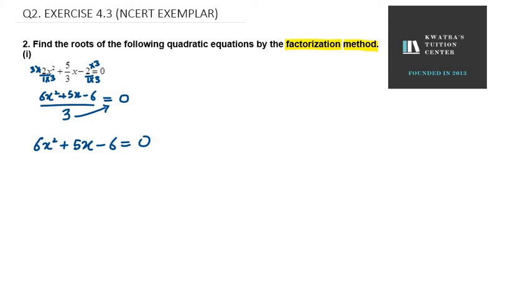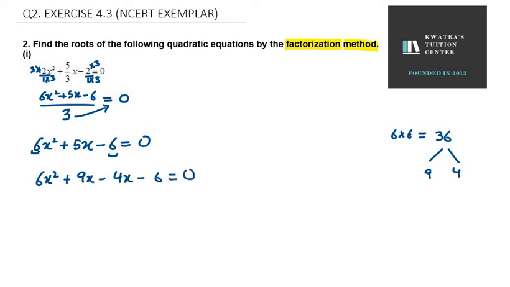Now what you need to do is split the middle term. As it says, you have to find it by the factorization method, so we need to use middle term splitting. For that, you take the A value and the C value. So 6 into 6 is 36. Now you need to make factors of 36 such that they make positive 5x. So I will take 9 and 4. 9x minus 4x makes 5x. So it will be 6x square plus 9x minus 4x minus 6 equals 0.